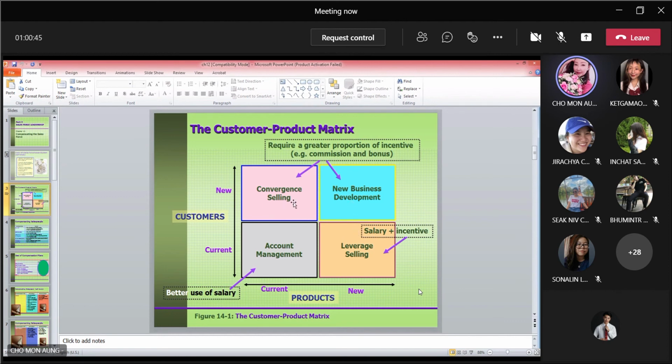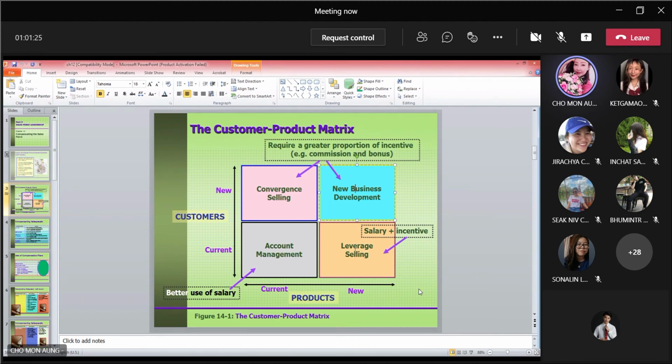You review by yourself. So what we are going to do now is, in new business development, we should use a greater portion of incentives. Since they have to put more effort into new business development, new selling, new product to the new customer, totally new, they have to put maximum effort. Therefore, we have to motivate them. We have to pay them higher incentives. For example, focusing a lot on commission when they do, and also the bonuses when they are successful.